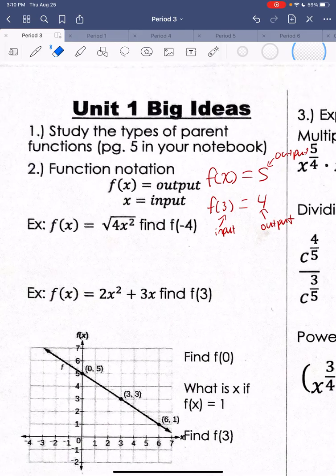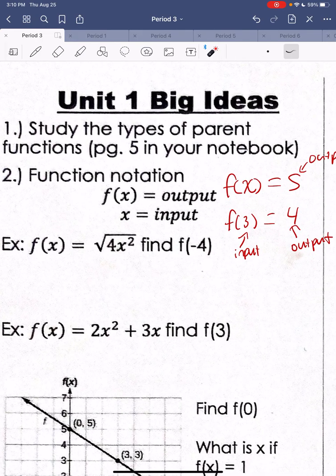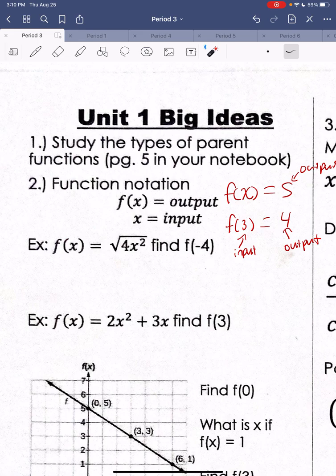Okay, so we're going to discuss the big ideas that will be on your test on Monday. The first thing you're going to need to know is to study page 5 from your notes. If you don't have your notebook with you at home, page 5 is posted in Canvas under the module that says Completed Interactive Notebook. So study that page and make sure you know the types of functions, their names, the graphs, and all of that information.